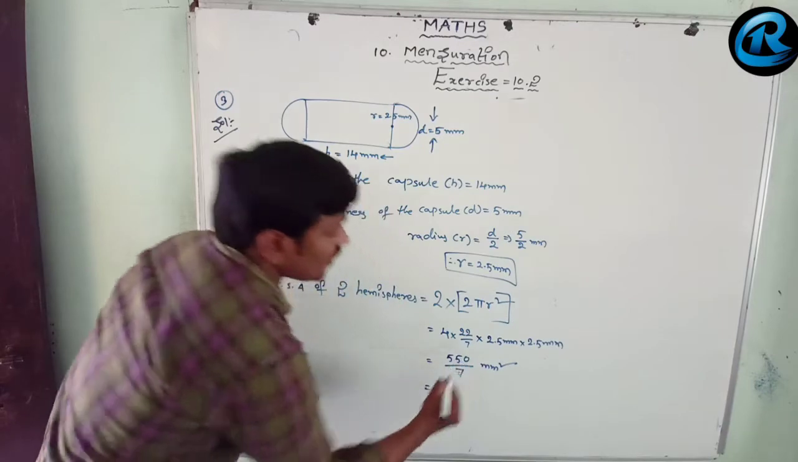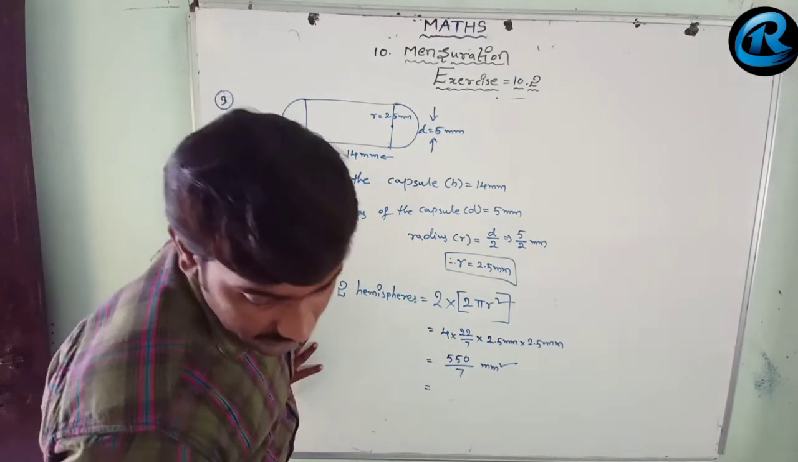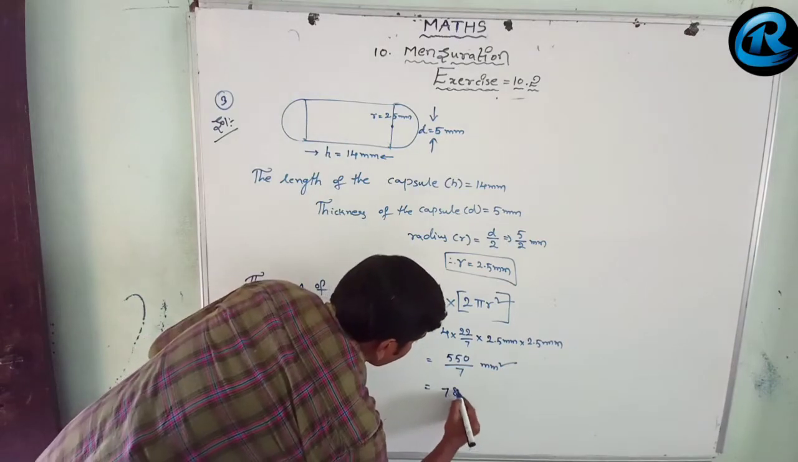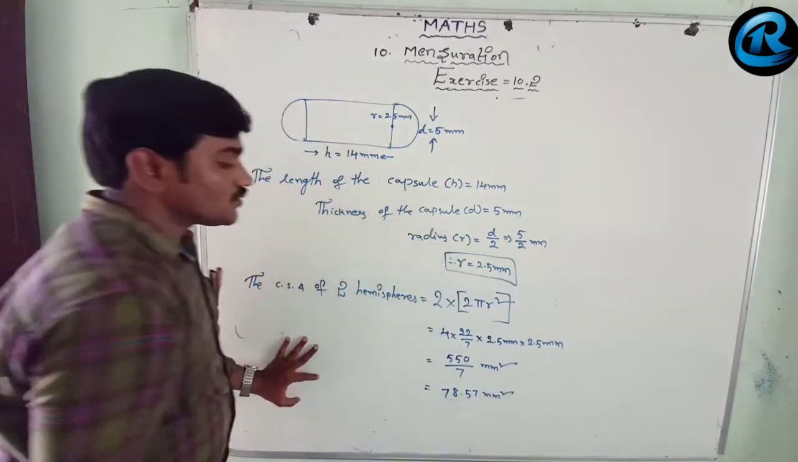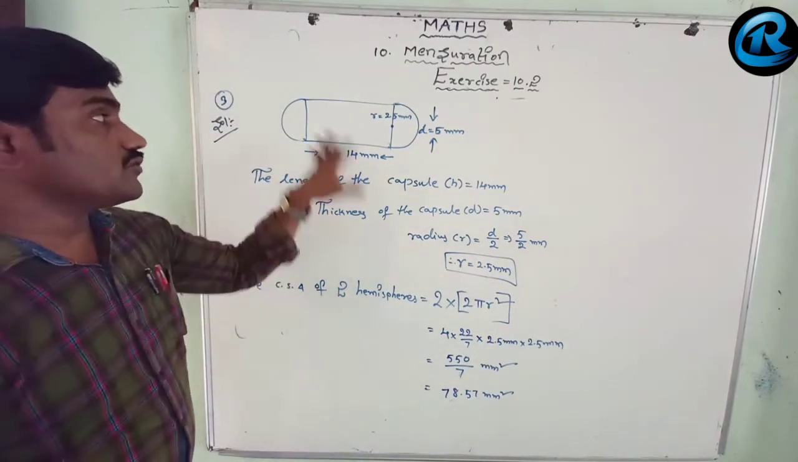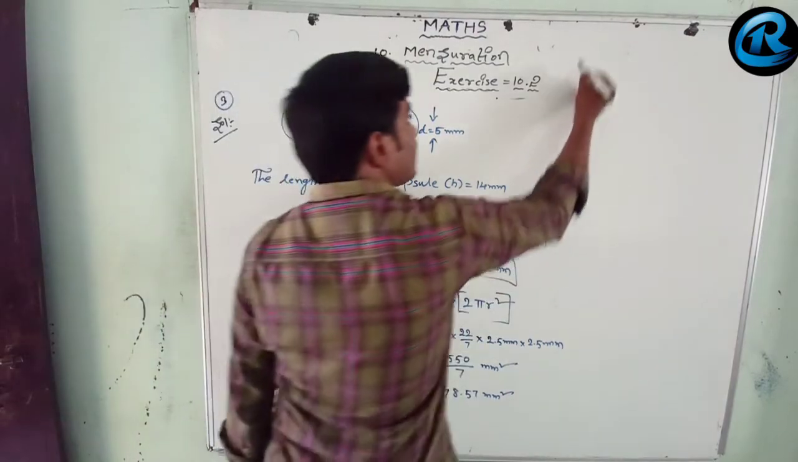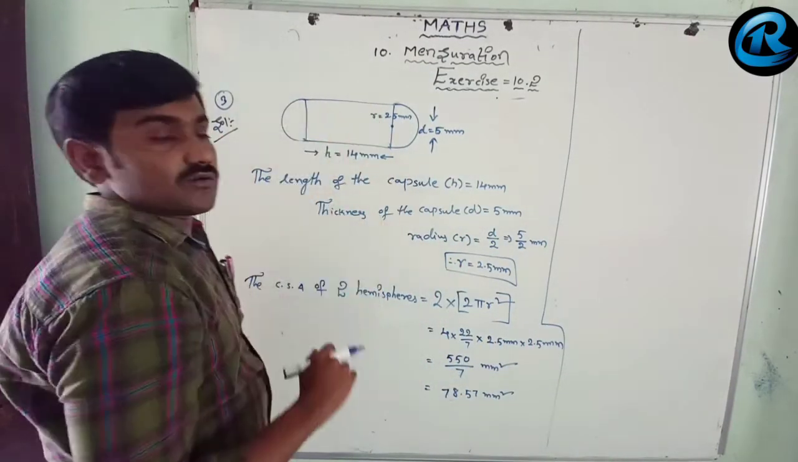By dividing this all by 7, we get 78.57 millimeters square. So this is the curved surface area of two hemispheres. Now we have to find out the curved surface area of the cylinder.